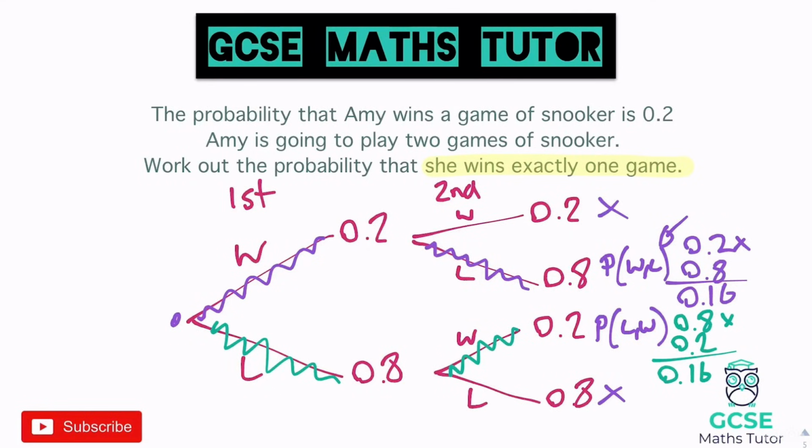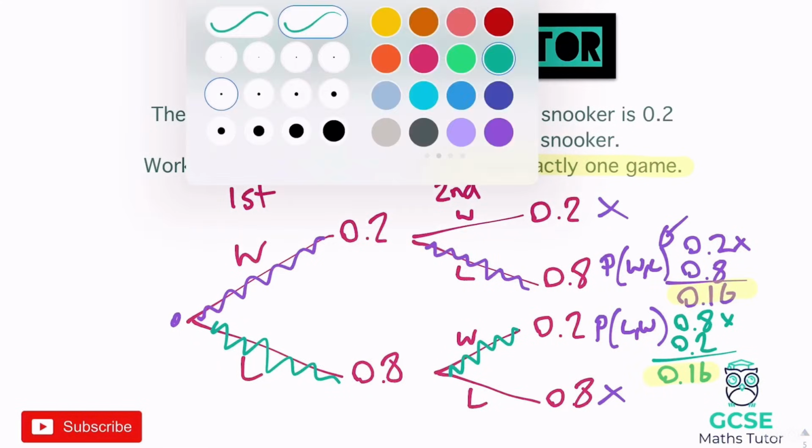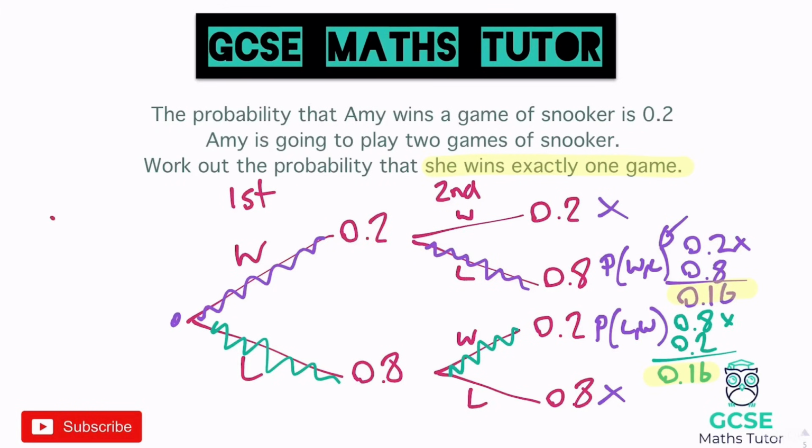So we've got our 2 answers there. We've got 0.16 for that route and 0.16 for that route, and when we've got 2 probabilities to combine, we just add them both together. So 0.16 add 0.16 gives us a total probability there of 0.32 as our final answer.